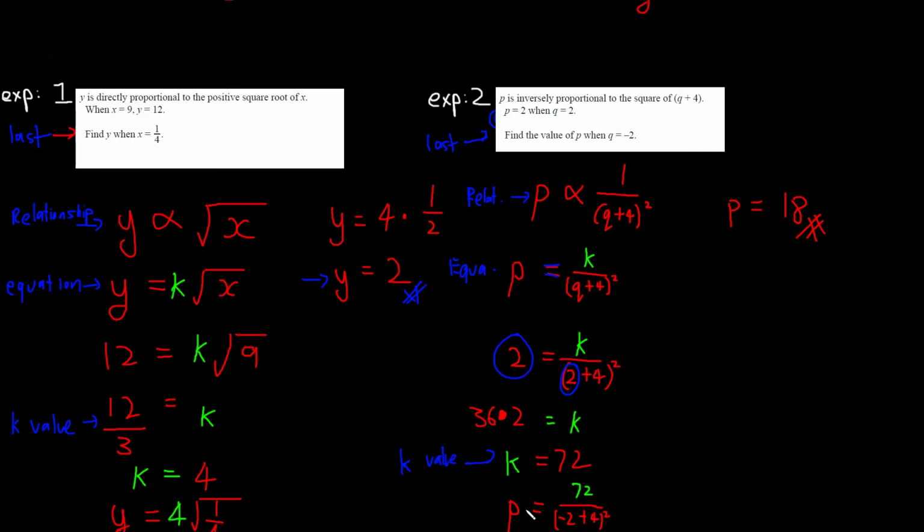Find the value of p when q equals to -2. Now you have this over here is your full equation, 72 over -2 plus 4 square. You would have gotten 72 divided by 2 square, which is 4. 72 divided by 4 is actually 18. This is your final answer. Then that is it for directly proportional and inversely proportional.